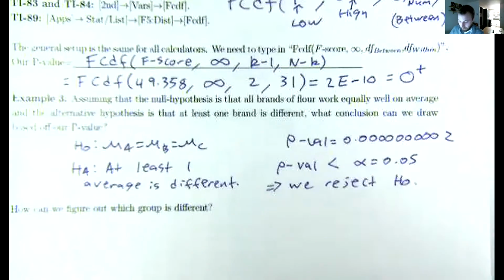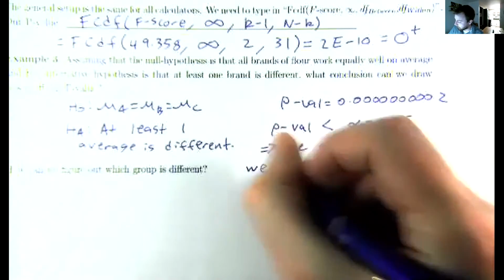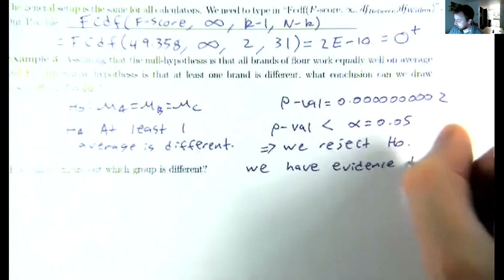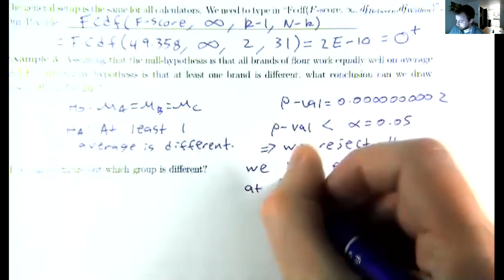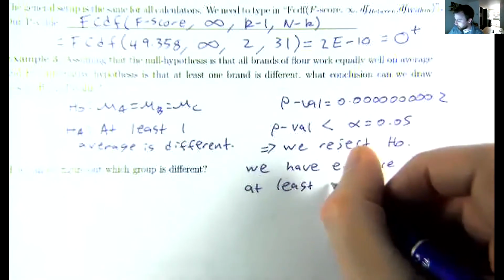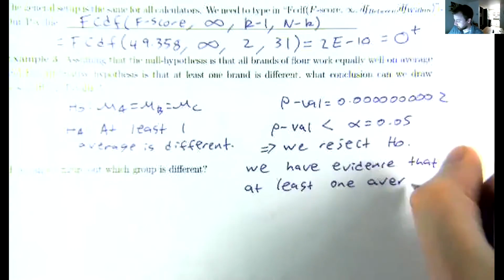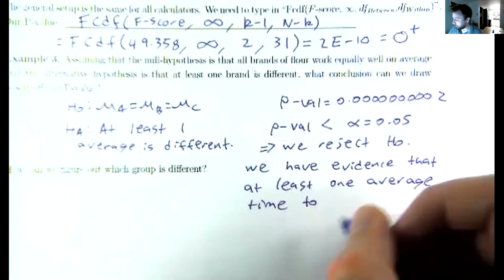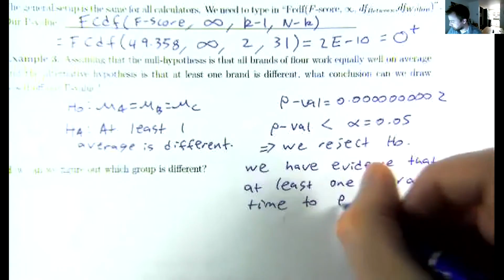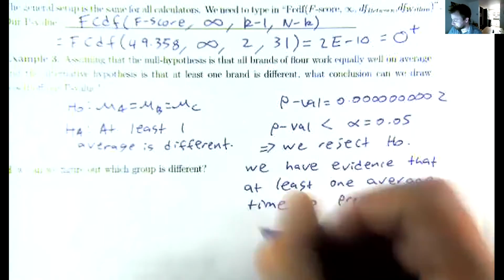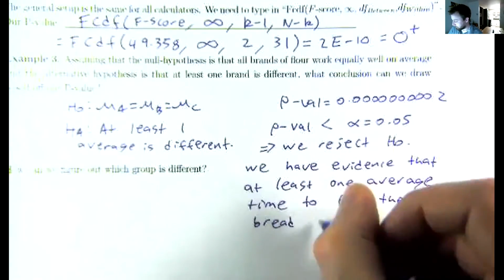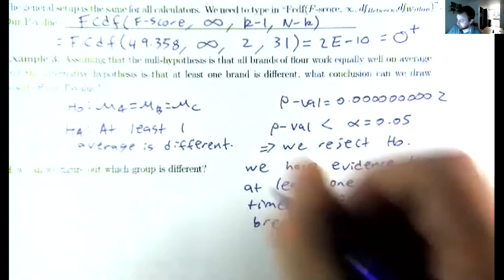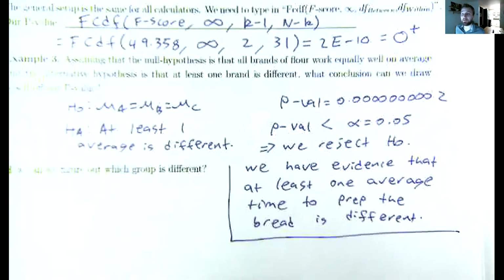If we reject the null hypothesis, we have evidence that at least one average time to knead the bread, prep the bread, is different. So I have evidence that there's a difference in the group.